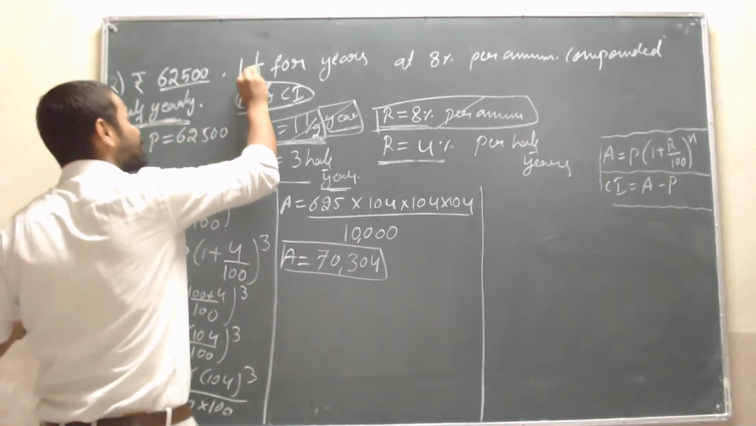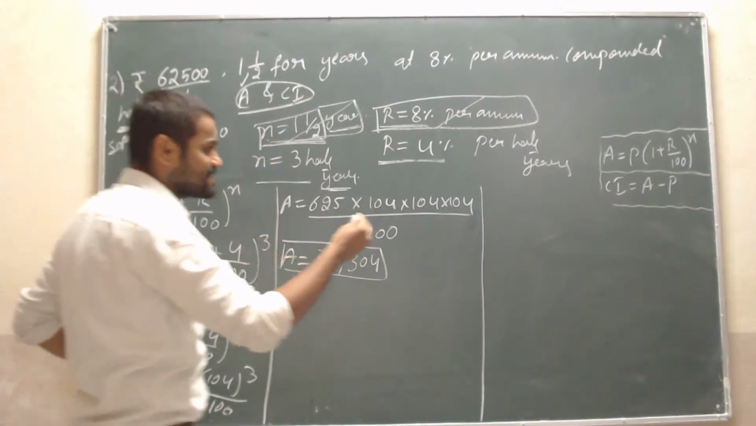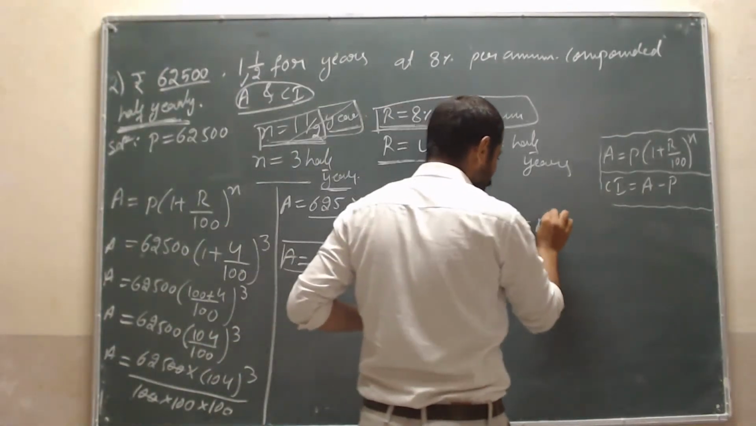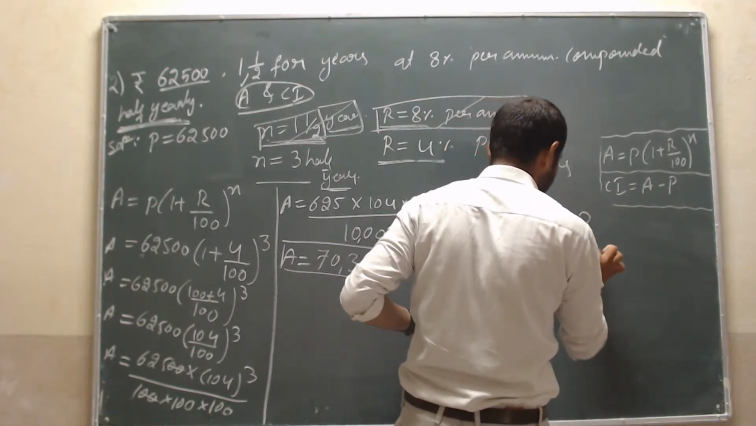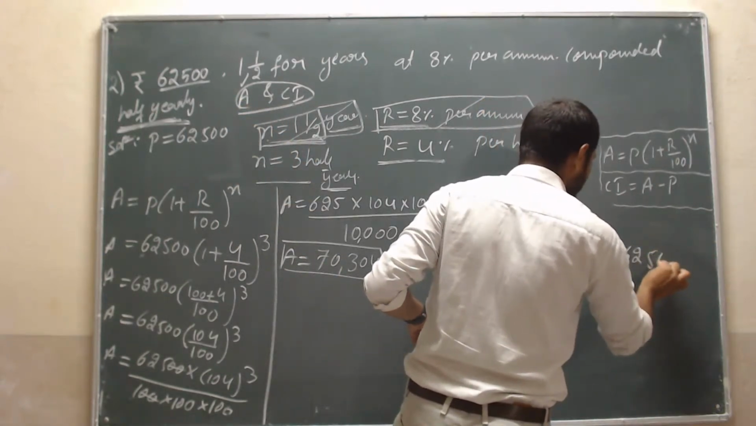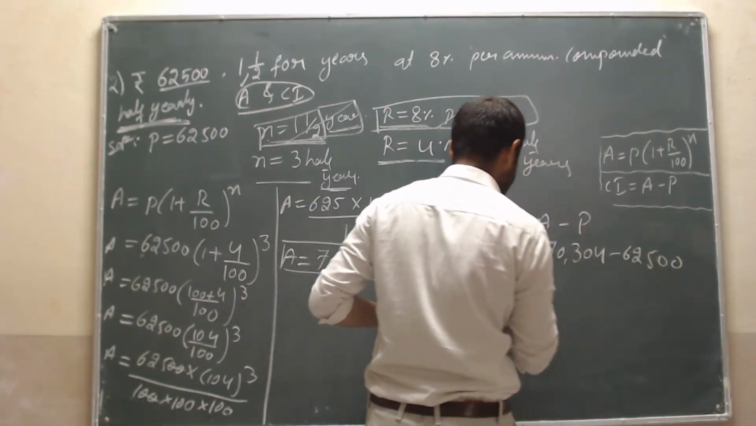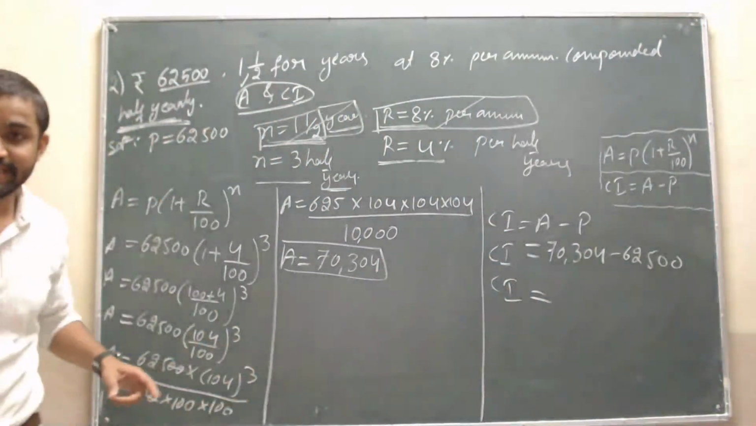Amount to find out first. Then it is easy to find out CI. What is the CI, sir? CI is equal to A minus P. A is 70,304 minus P is 62,500. Isn't it, children? Then the compound interest is equal to, calculate this one, 70,000.